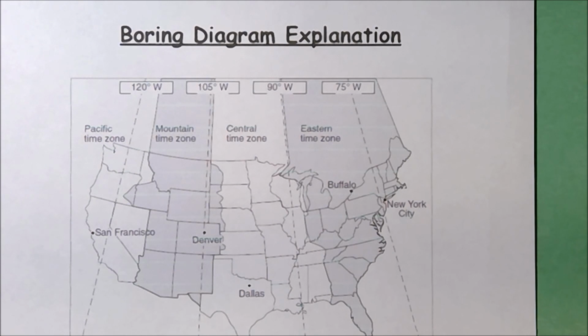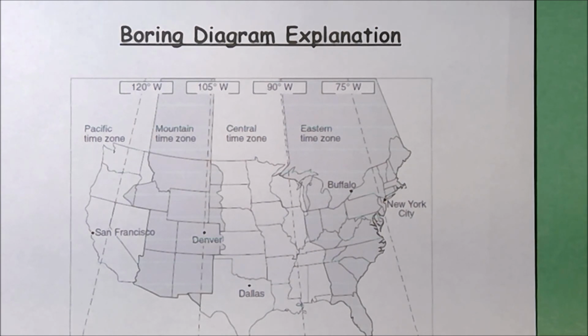Mr. Abbott here, another boring diagram explanation. This one is boring diagram number 50. Obviously, this is showing you a U.S. time zone map. It shows you how we keep track of time for locations that are at different longitudes. It would be really inconvenient if your time changed every 1 or 2 degrees of longitude that you moved.